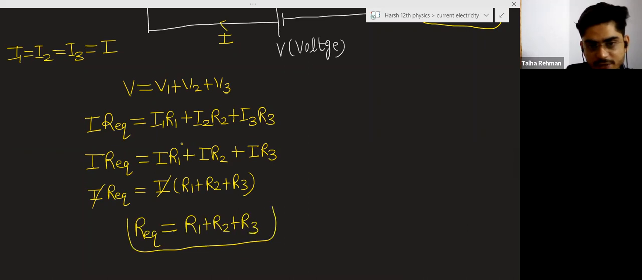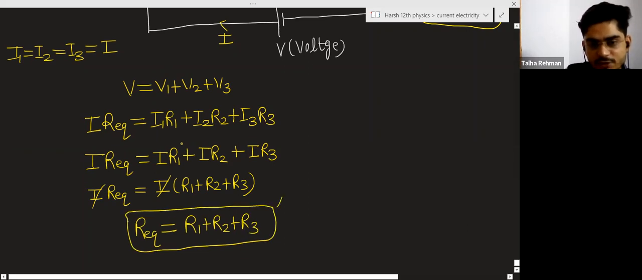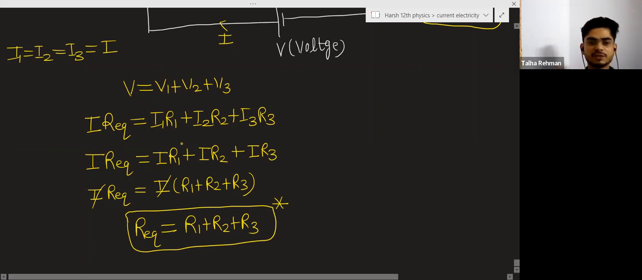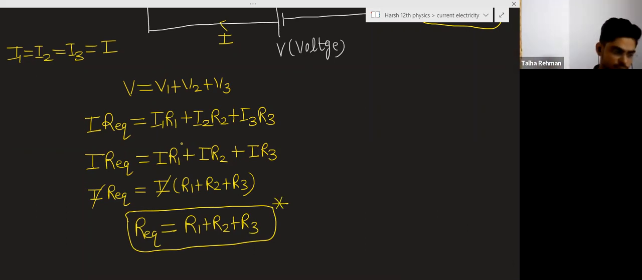If you have connected 3 resistances, then you will calculate like this. If you have connected 5 resistances, then you will calculate R1, R2, R3, R4, R5, addition of all.